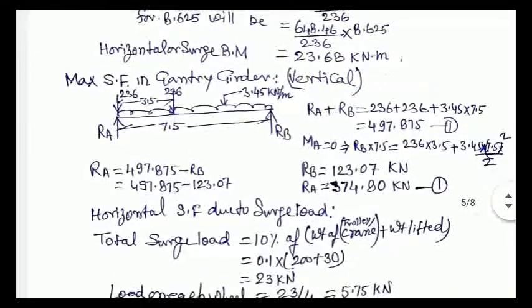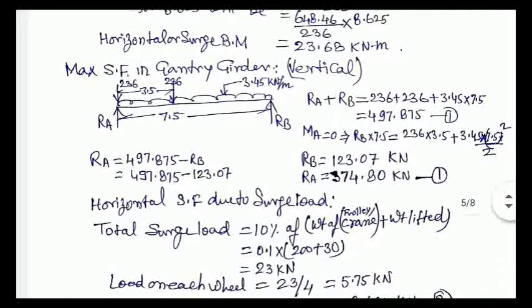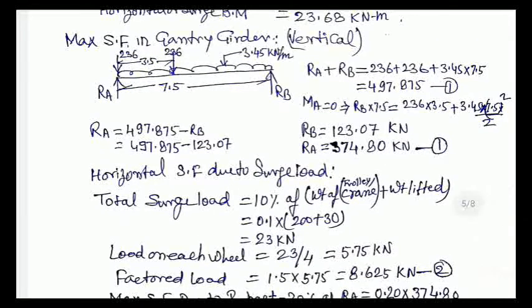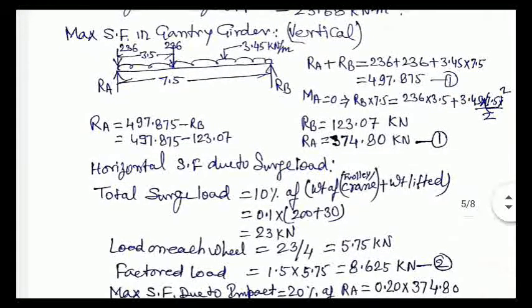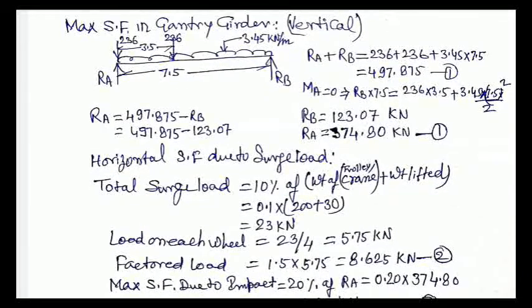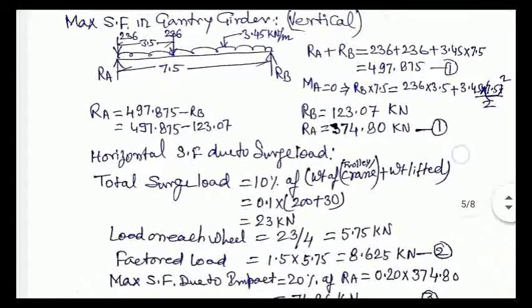Now find out the maximum shear force in the gantry girder due to vertical force. We all know the maximum shear force will occur when one force is at the end. So we can find out the values of RA and RB. RB comes out to be 123.07 kilonewton and RA comes out to be 374.80 kilonewton. So taking the maximum, this is the first load, which is 374.80 kilonewton.